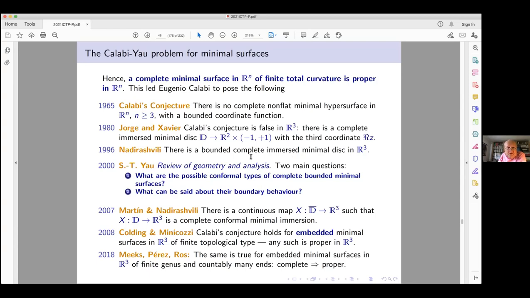Okay, but of course the curvature will have to be infinite, right? The total curvature. After that, Shing-Tung Yau, in his review of geometry and analysis, this is the so-called millennial lecture that he gave in 2000, he reviewed many things, and in particular, he touched upon this question of Calabi, and he said that, well, despite this beautiful result of Nadirashvili, most questions are still open.